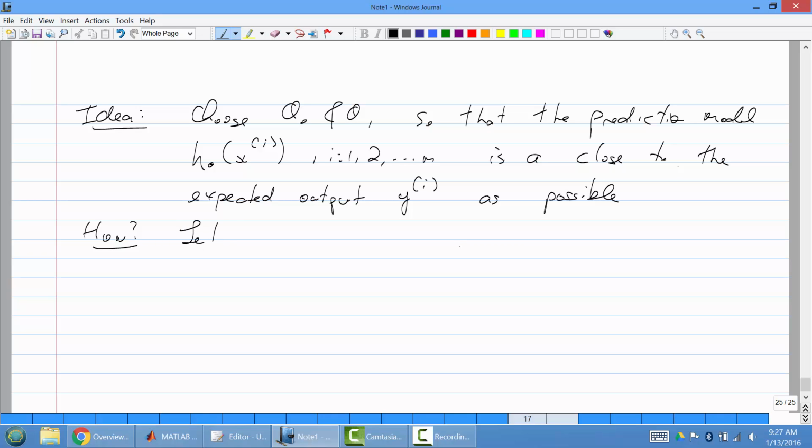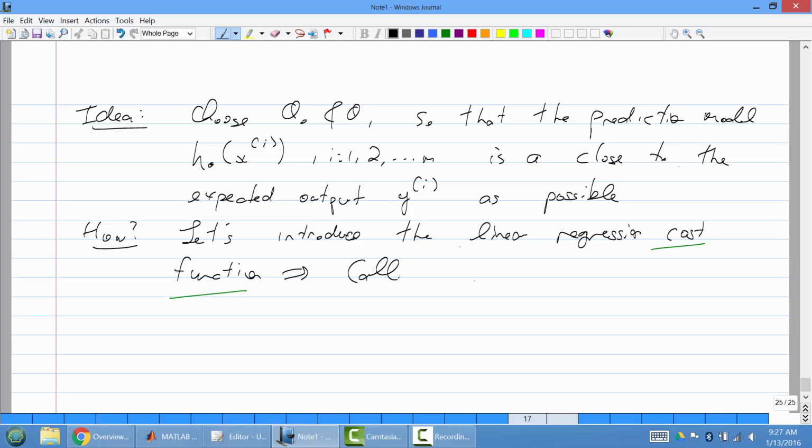So let me introduce the linear regression cost function. Cost function is a buzzword that you probably hear. It's also called an objective function if you specialize in optimization or anything dealing with that stuff.